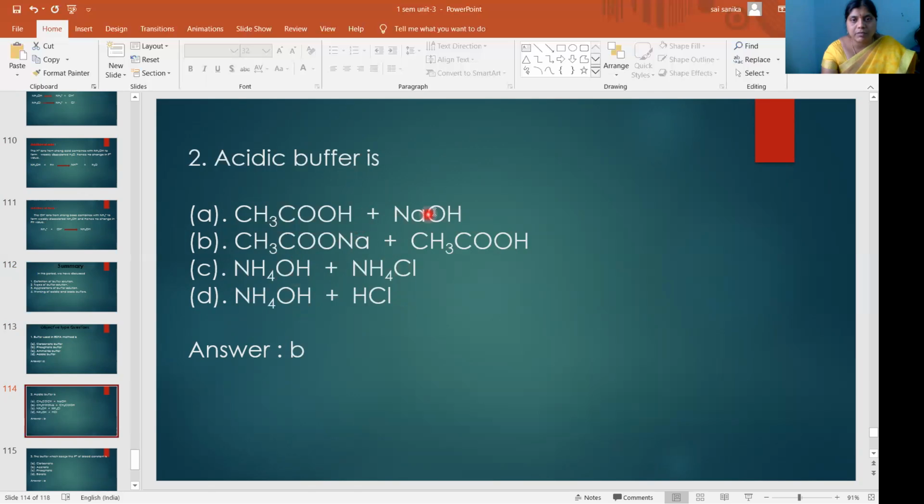CH3COOH plus NaOH, acetic acid and sodium hydroxide. And CH3COONa plus CH3COOH, acetic acid and sodium acetate. Then NH4OH plus NH4Cl, ammonium hydroxide and ammonium chloride. And NH4OH plus HCl. So among these, which one is correct?